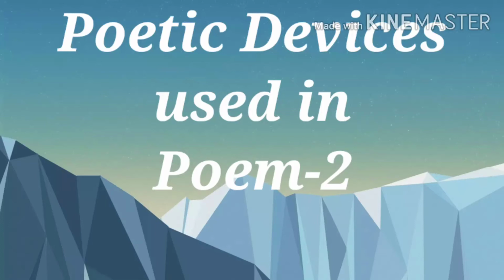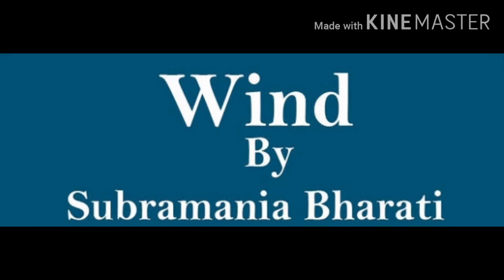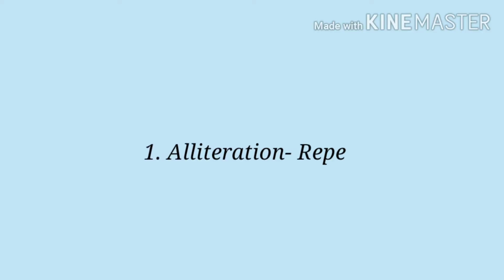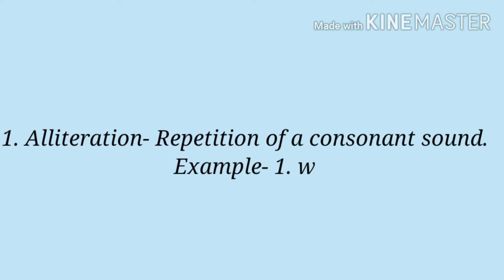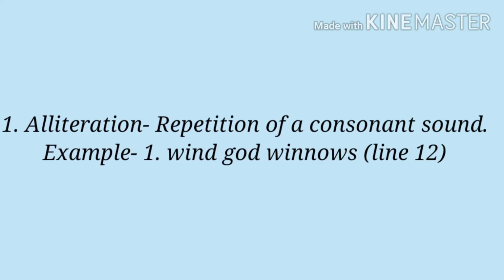Hello children, today I'll explain to you the poetic devices used in poem 2, Wind, written by Subramanya Bharati. So the first poetic device used in this poem is alliteration, which means repetition of a consonant sound.